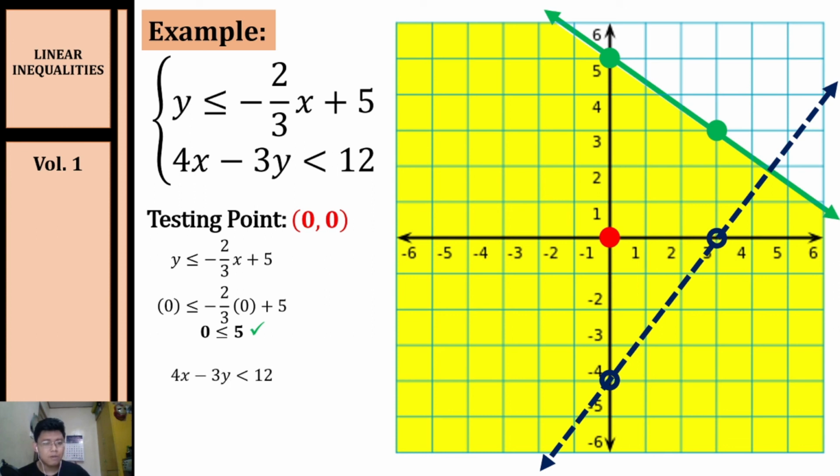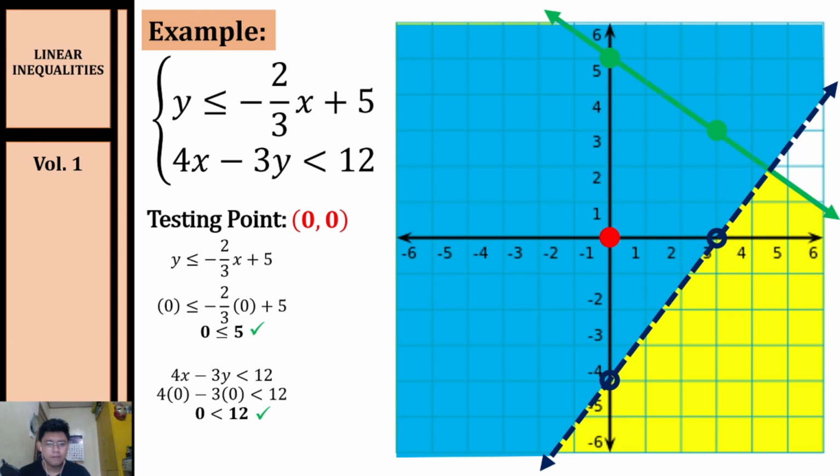Now, let's test our second inequality, 4x minus 3y is less than 12. Let's substitute the value of our testing point, (0, 0). Simplifying that, we will end up with 0 is less than 12. Did our testing point satisfy our second inequality? Yes. So since it satisfies our second inequality, we will shade the upper portion of our linear inequality where our testing point is located. So we will have that part.